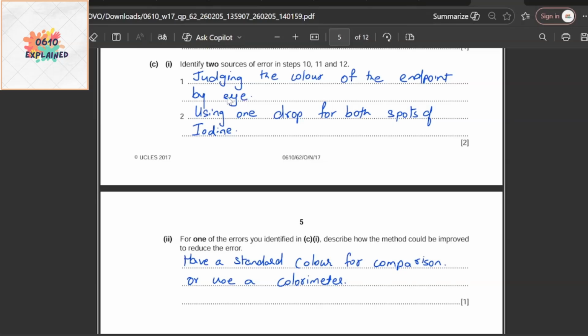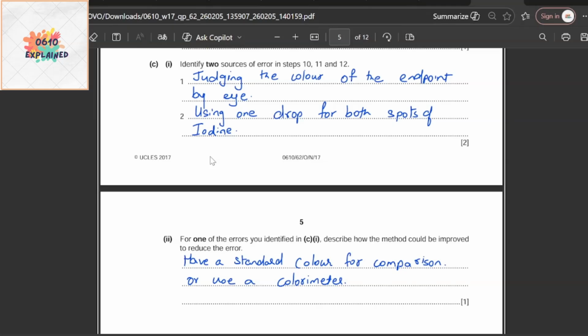Now, this can have a problem because it is a judgmental procedure. So, what we could do is use a standard, like a colorimeter or a chart for comparison. Another error could be that the timing and sampling were happening at the same time. So, what we could do is start the timer, then mix the sample, and then note the time when the sample was taken. So that will help you to reduce the errors.